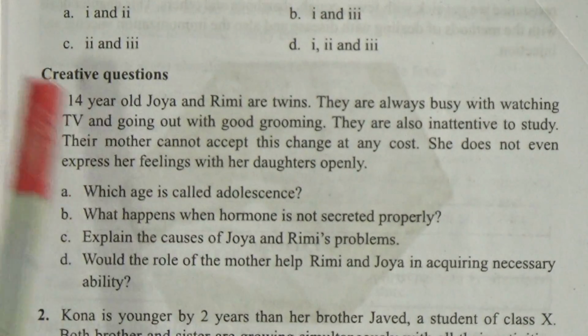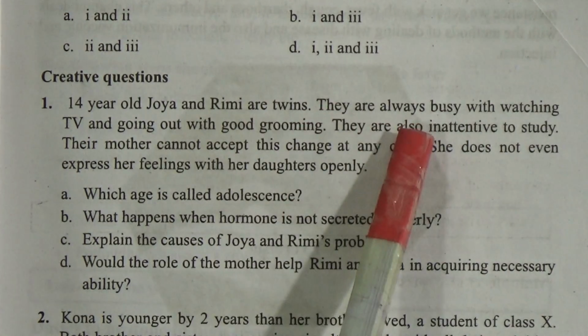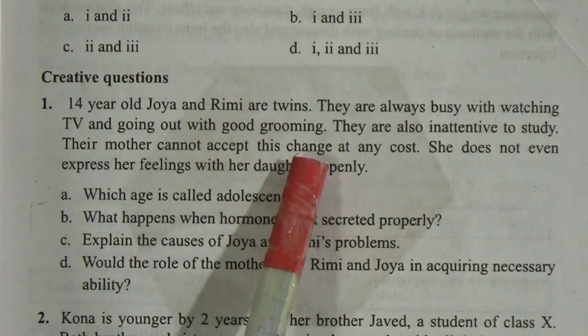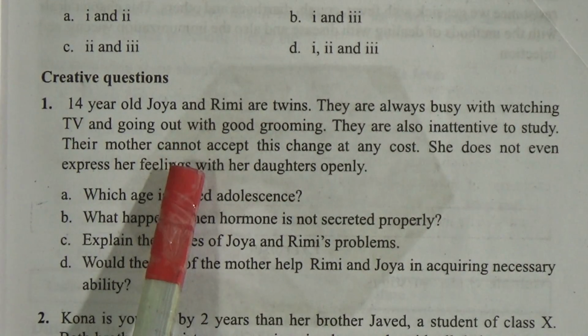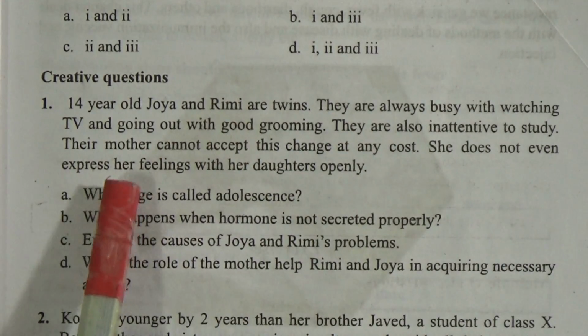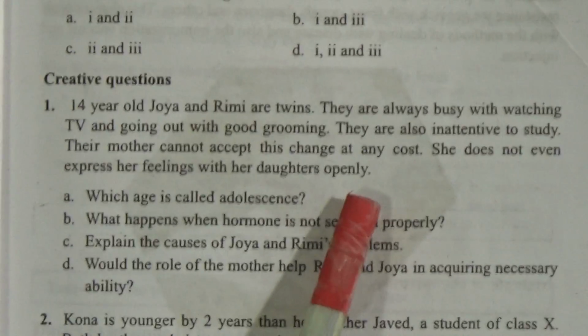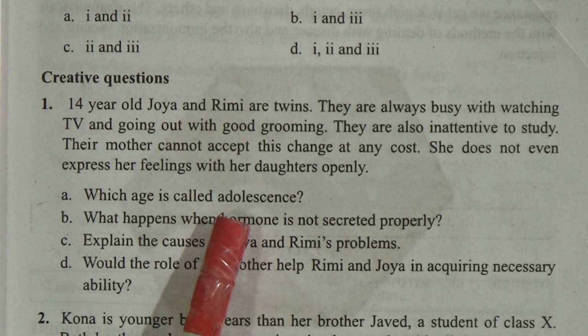Our first creative question is, I'm reading it. 14-year-old Joya and Remy are twins. They are always busy with watching TV and going out with good grooming. They are also inattentive to study. Their mother cannot accept this change at any cost. She does not even express her feelings with her daughters openly. So the question is, which age is called adolescence?